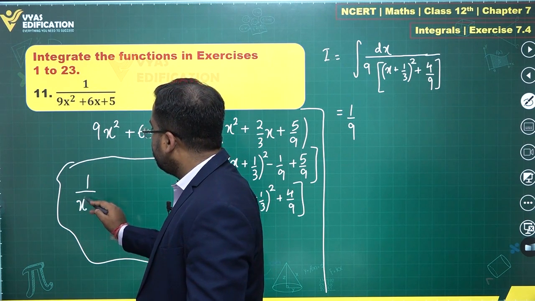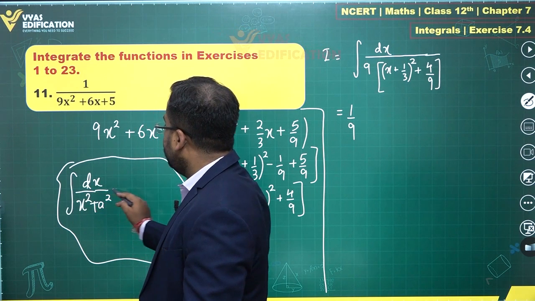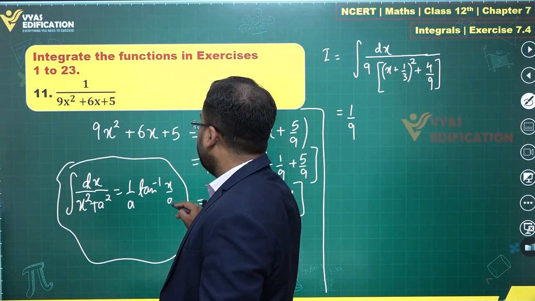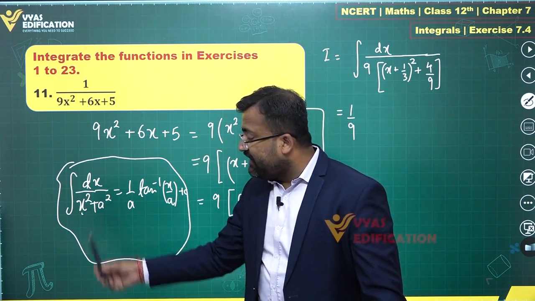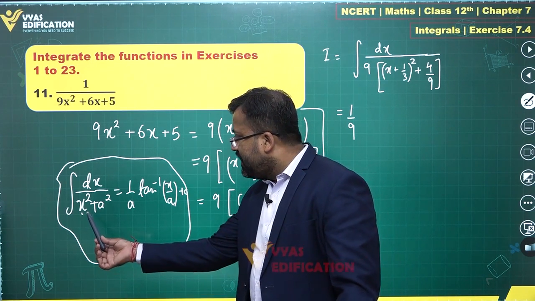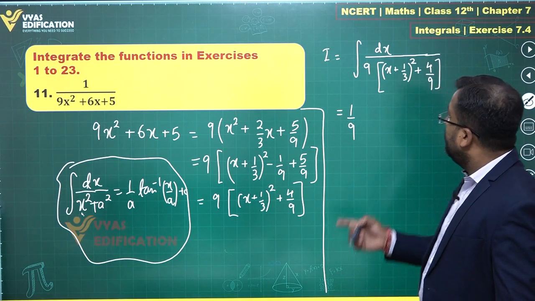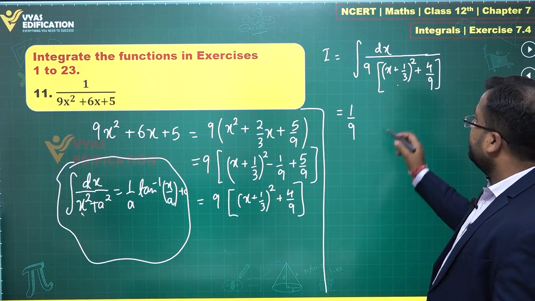1 upon x square plus a square dx integral is equal to 1 by a tan inverse x by a plus constant of integration. This is a formula. Instead of x, we can have a linear polynomial of x, px plus q, and in case we have px plus q over here, we will have to divide by p, and something of similar sort may be done over here. Instead of x, we have x plus 1 by 3.